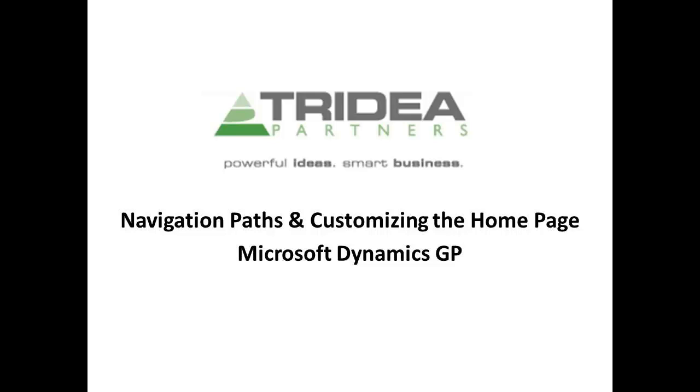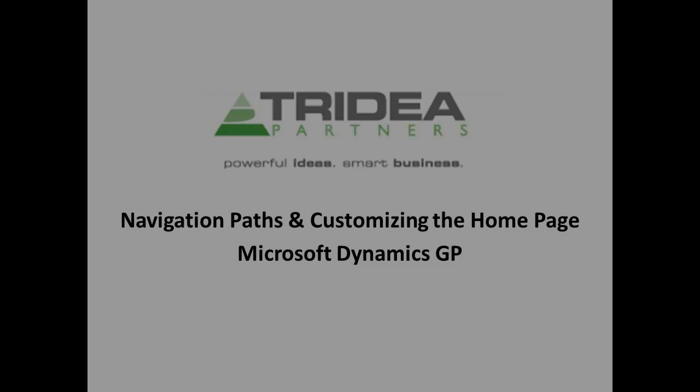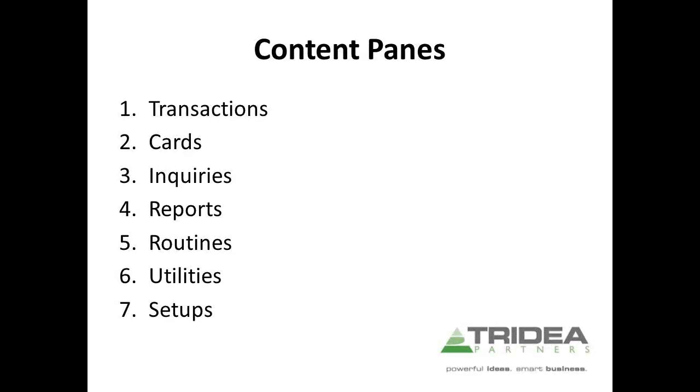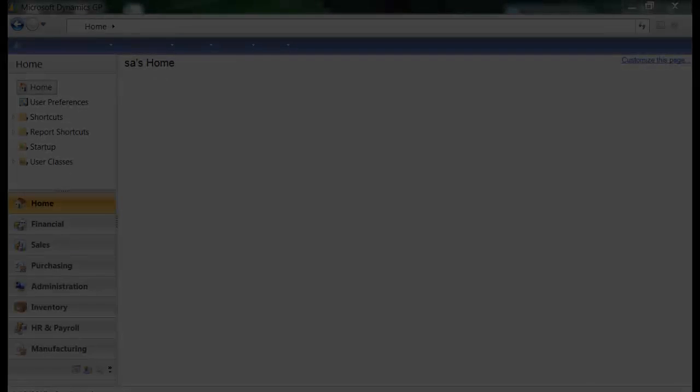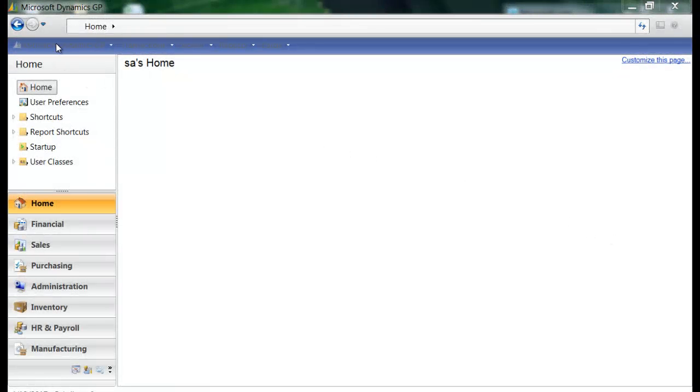In GP, there are always two routes to reach a given window. Your windows are generally always categorized into 7 content panes. These 7 are transactions, cards, inquiries, reports, routines, utilities, and setups. The traditional route to navigate to these windows is by using the menu bar up top here.